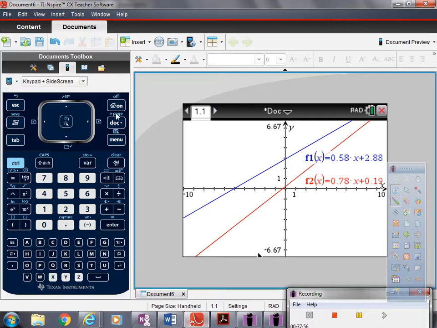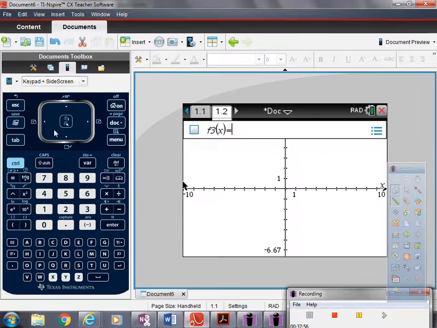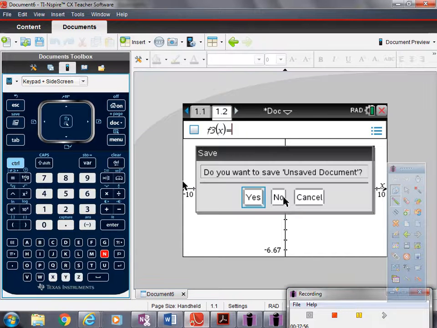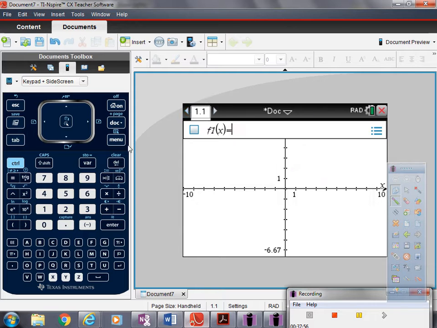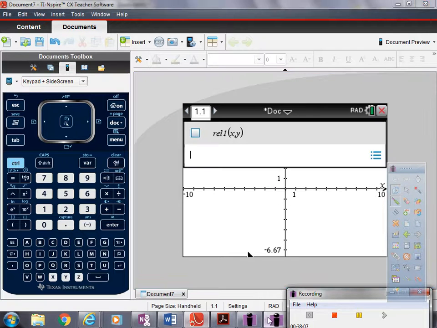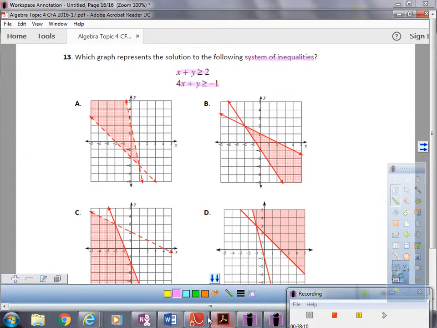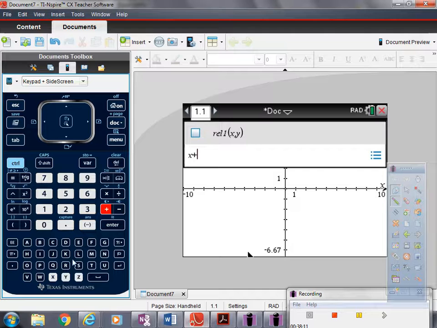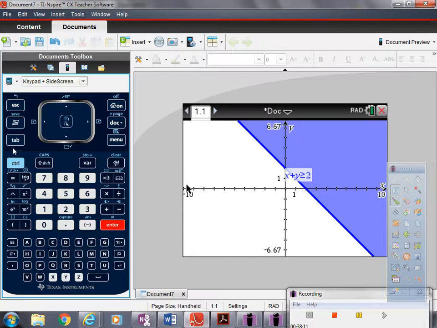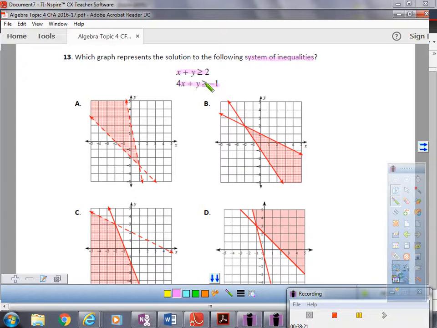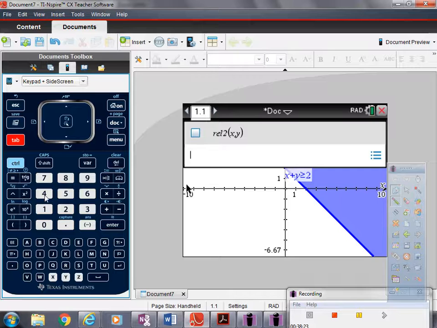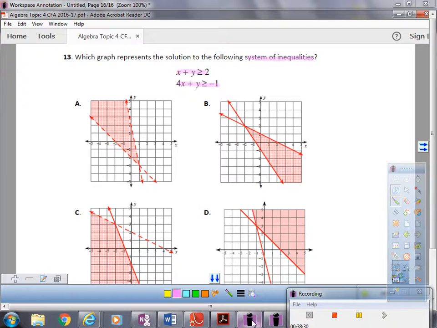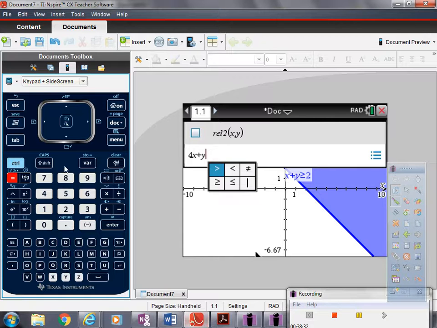So let's look at this. Let's graph it. We are going to have to use relations because they're not solved for y. Now I am going to clear this out real quick. So hit the delete button, go to relations, and type in x plus y is greater than or equal to 2. So x plus y greater than or equal to 2. Hit the tab key. Let's type in 4x plus y greater than or equal to -1. So greater than or equal to -1.